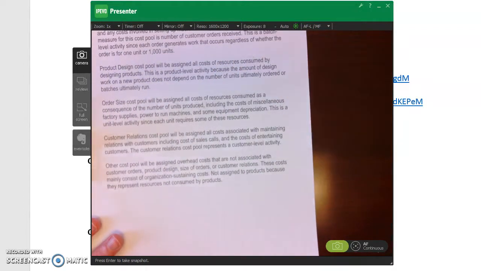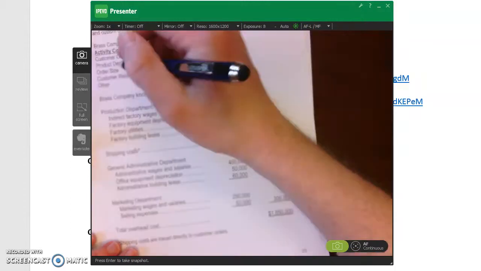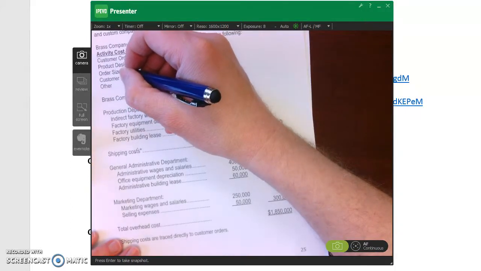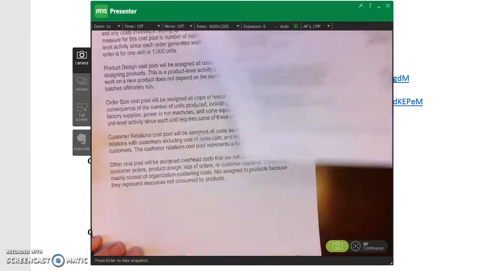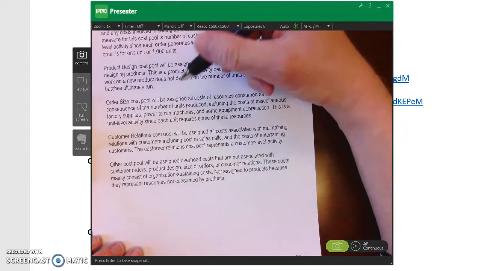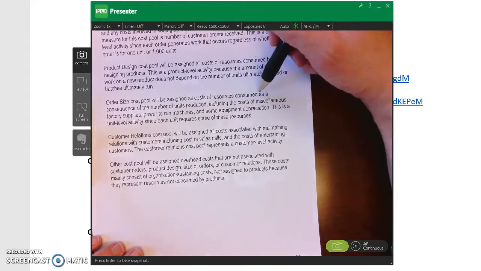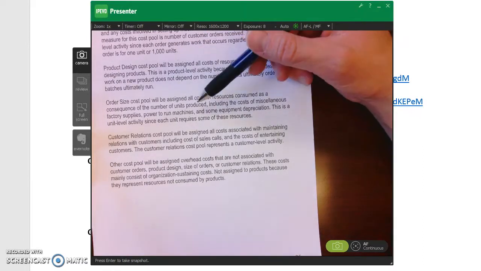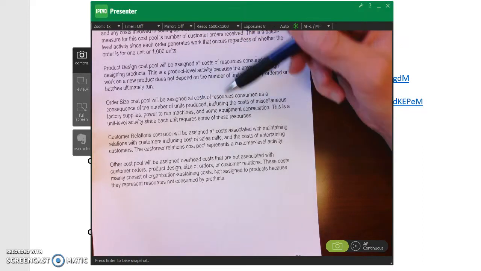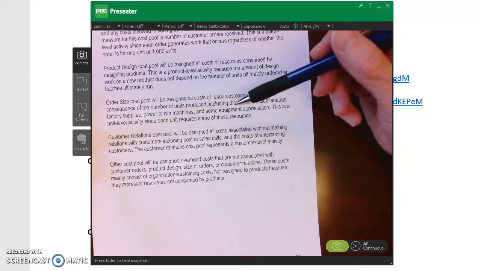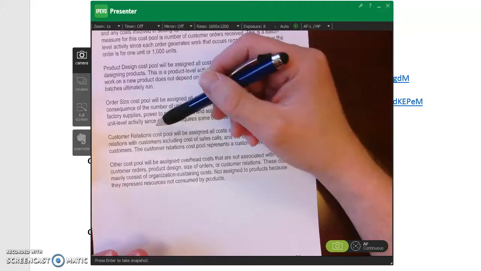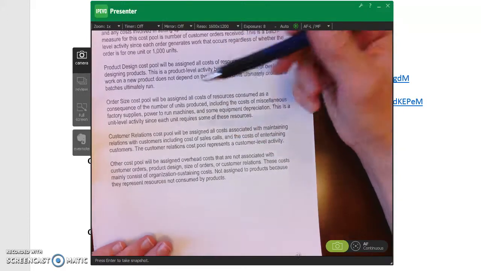Order size cost pool, that's our next activity pool. Order size, and the costs that correspond to order size will be assigned all costs of resources consumed as a consequence of the number of units produced, including the cost of miscellaneous factory supplies and power to run the machines. Okay, this is going to be a unit level activity.